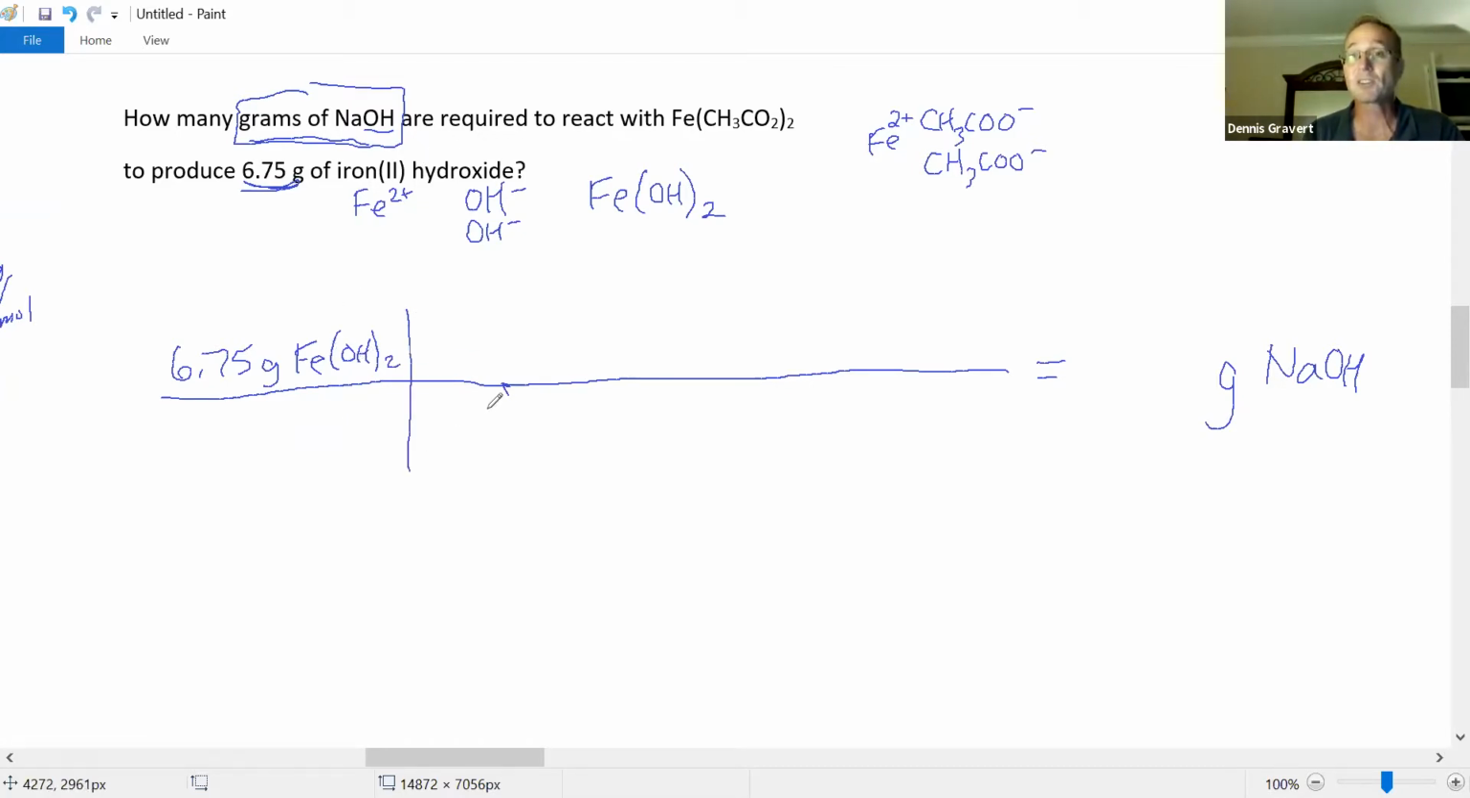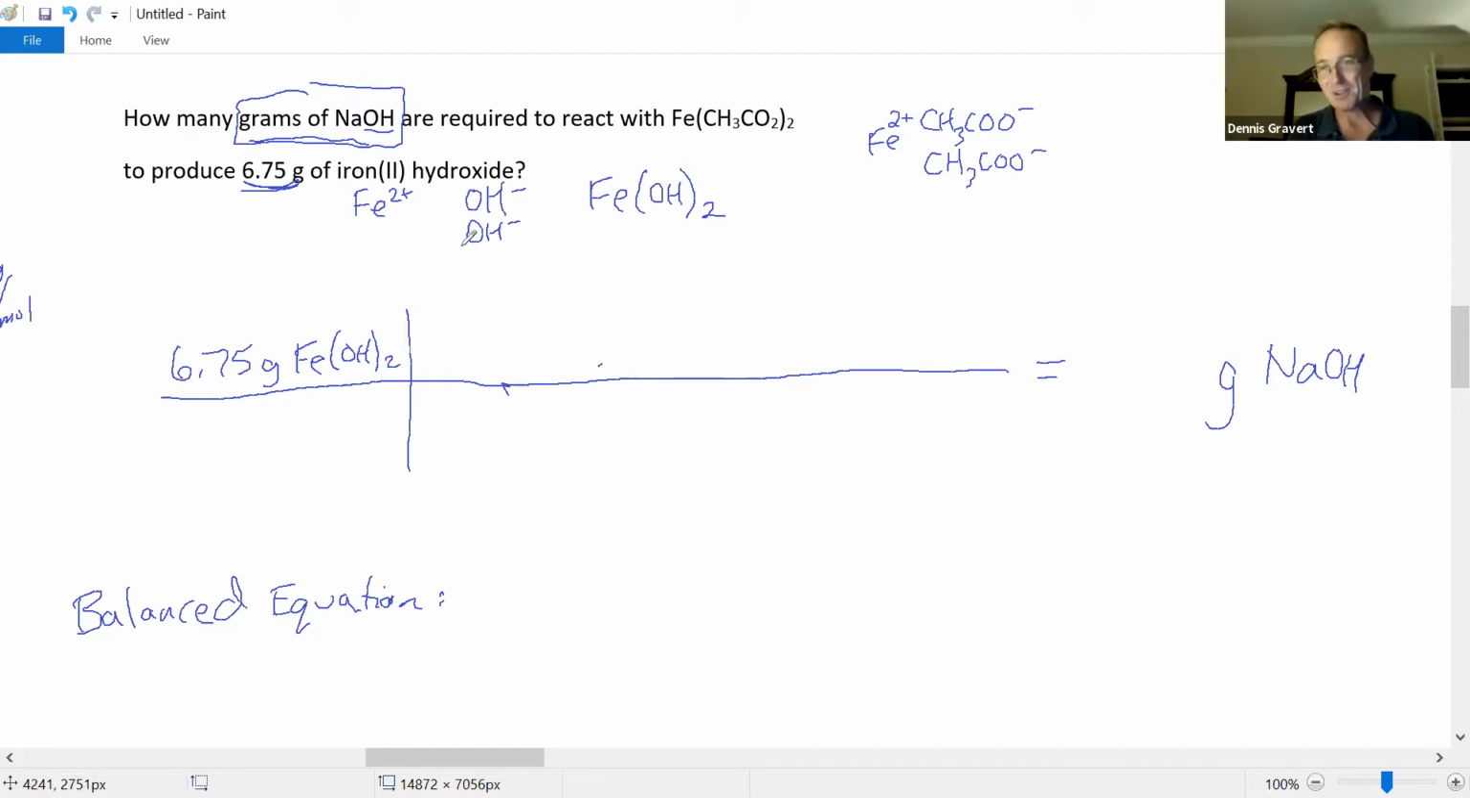Step 3, find conversion factors such that we change grams to grams. Wait. No, more importantly, we have to change this molecule, Fe(OH)2, into NaOH. How do we change molecules to molecules? Balanced equation. Where's the balanced equation? We've got to figure one out.